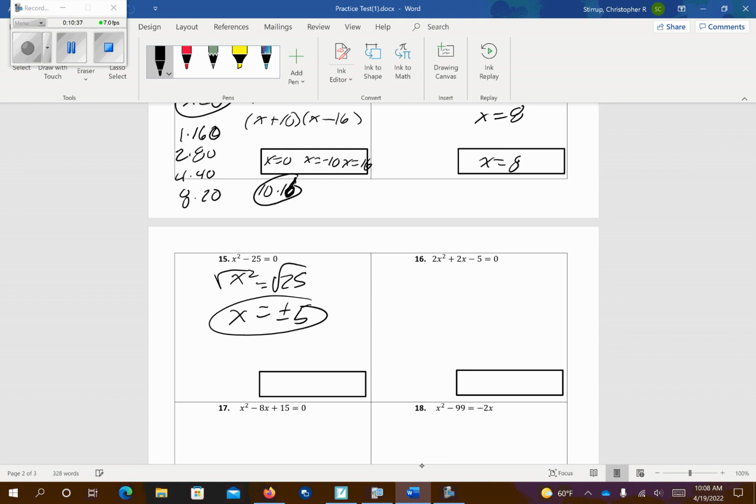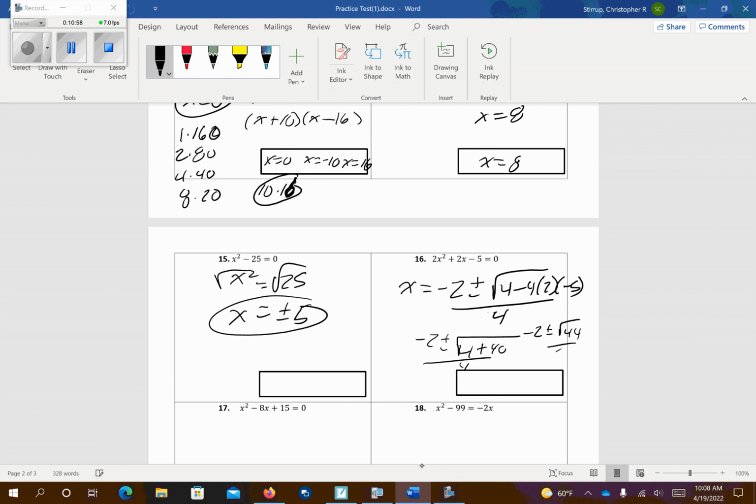So I get x equals negative b. So negative 2 plus or minus 2 squared, which is 4, minus 4 times a times c, all divided by 2 times a, which is 4. So I get 2 plus or minus 4. I get 8 plus 40 over 4. So I get negative 2 plus or minus root 44 over 4.